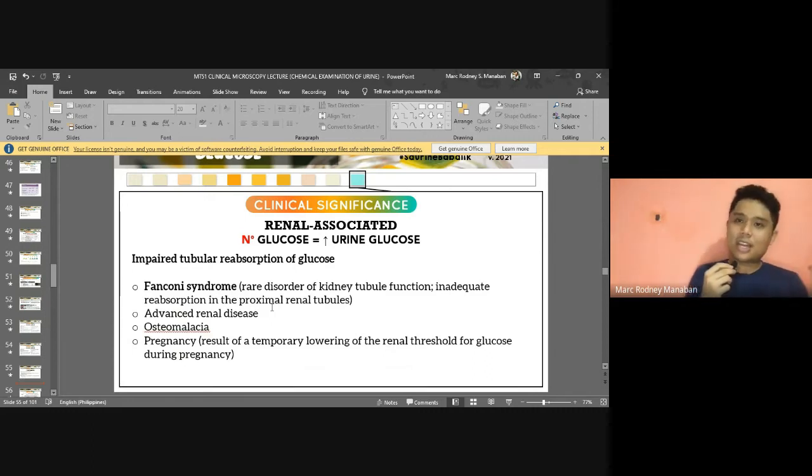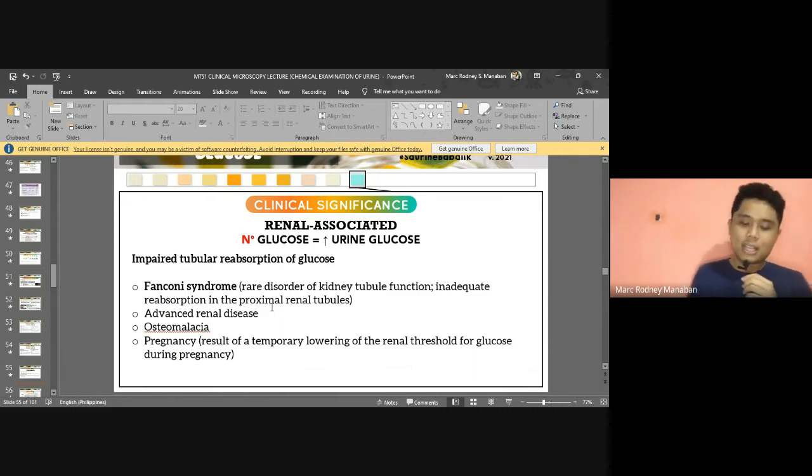We already mentioned this earlier, right? In tubular proteinuria, you have Fanconi syndrome. It is a disease in the tubules, with defective reabsorption in the proximal tubules. Number two, you have advanced renal disease, meaning all parts of the nephron are affected, so reabsorption becomes difficult. Osteomalacia and pregnancy.